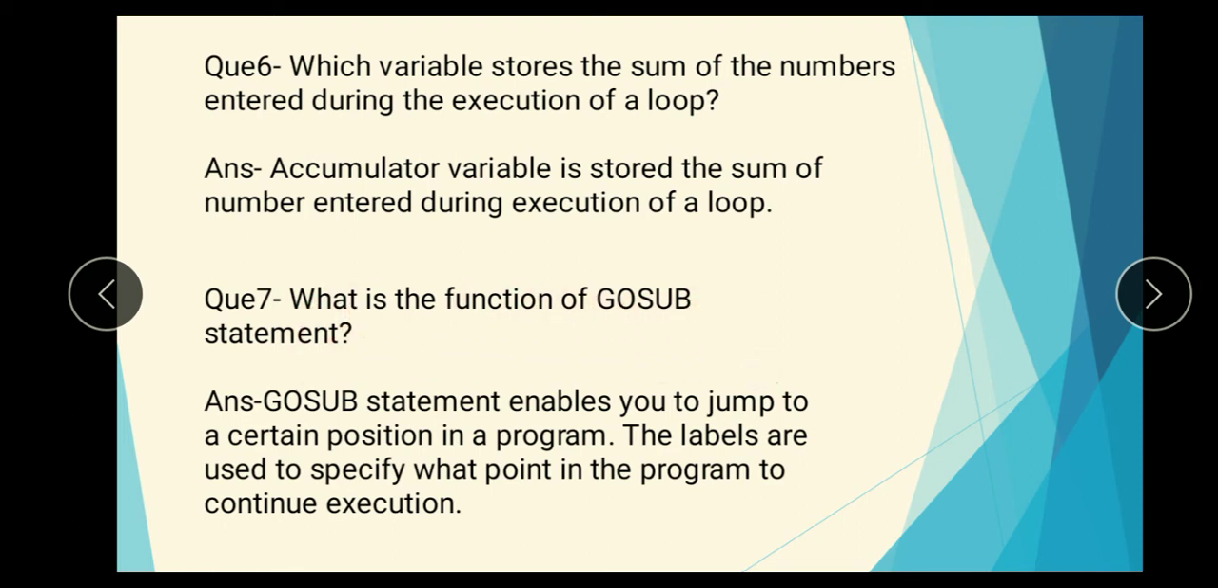Question number 7. What is the function of the gosub statement? The gosub statement enables you to jump to a certain position in a program. Suppose you write 10 lines of a program and you want to move from the first line to line 6, then you can use the gosub statement. The labels are used to specify at what point in the program to continue execution.